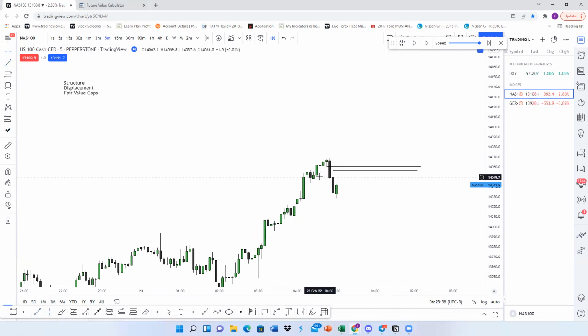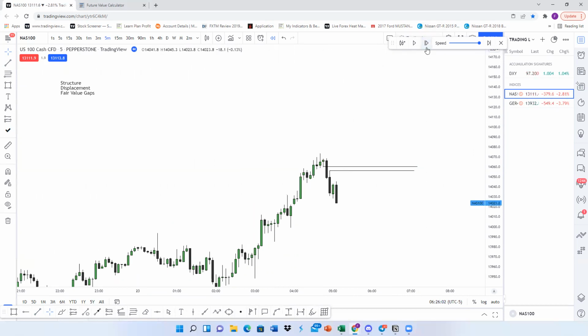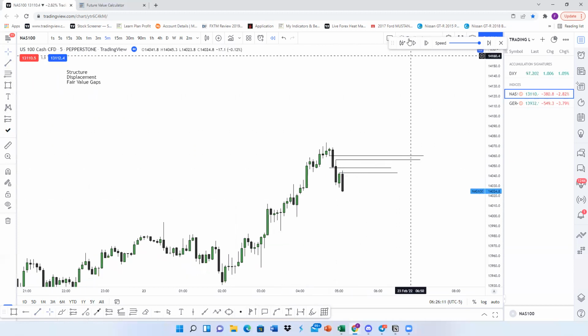Right. Can you do one here? No. Can you do one over here? Not yet because there's no other candle here. So play forward one more time. Okay. This to this. Now there's a fair value gap now. The fair value gap is from here to here. That's what happened next.